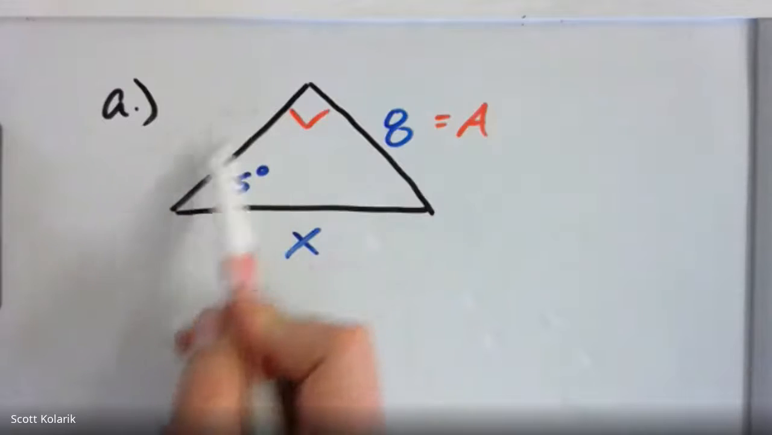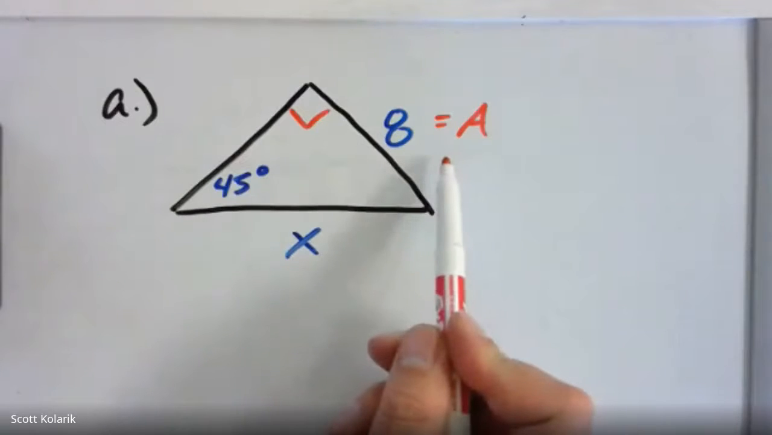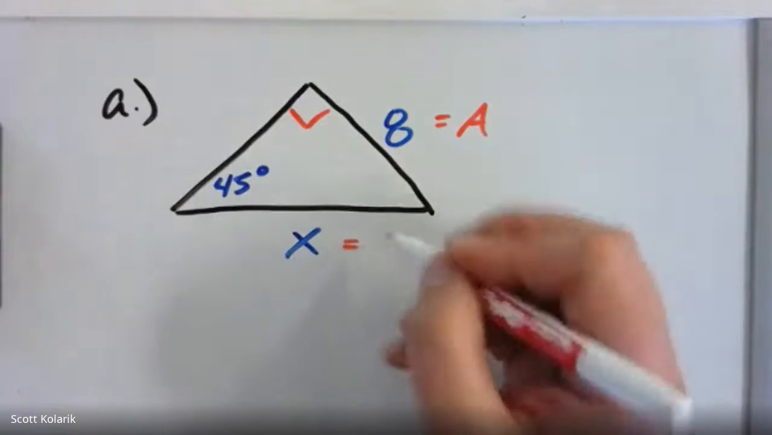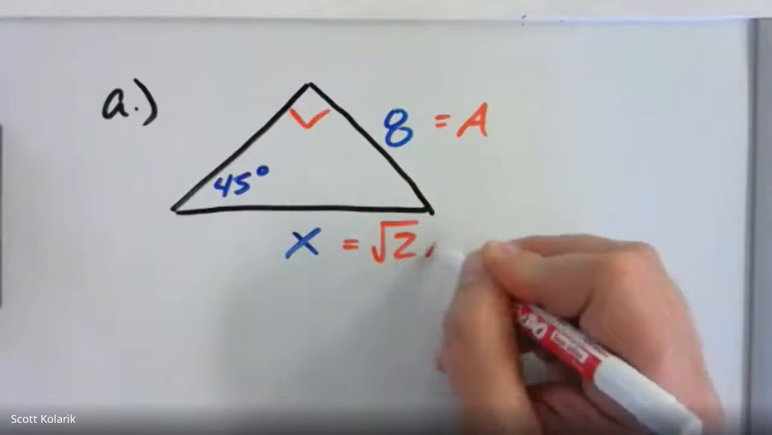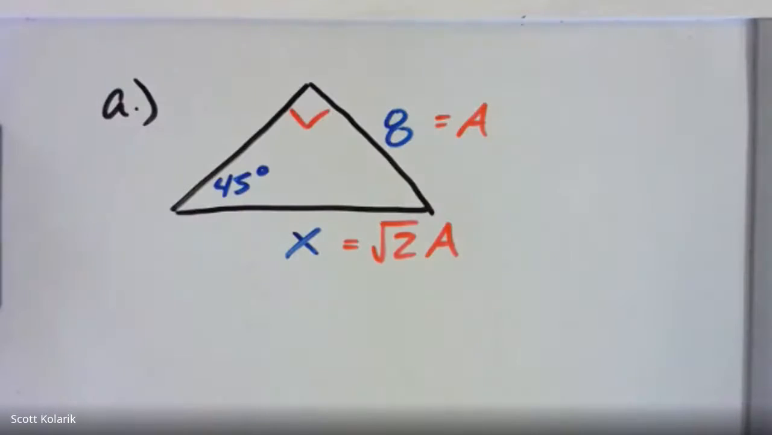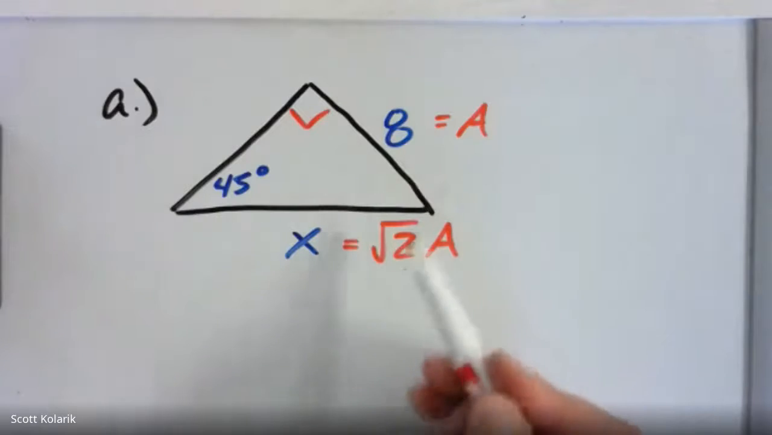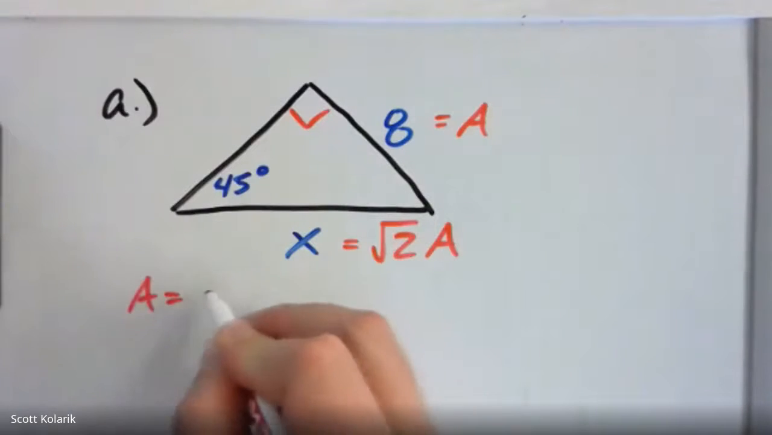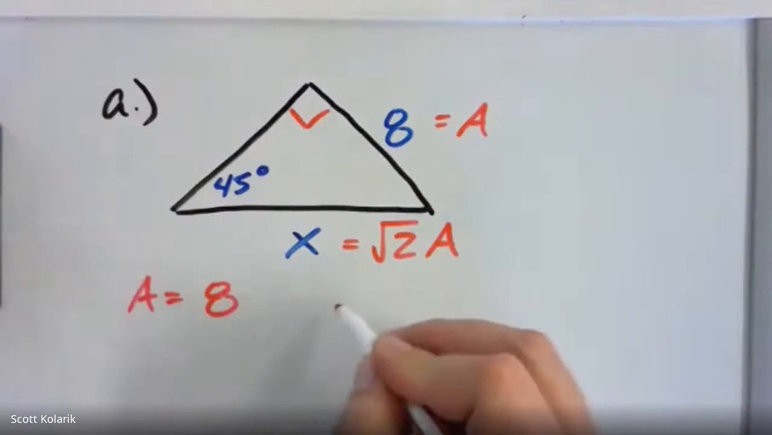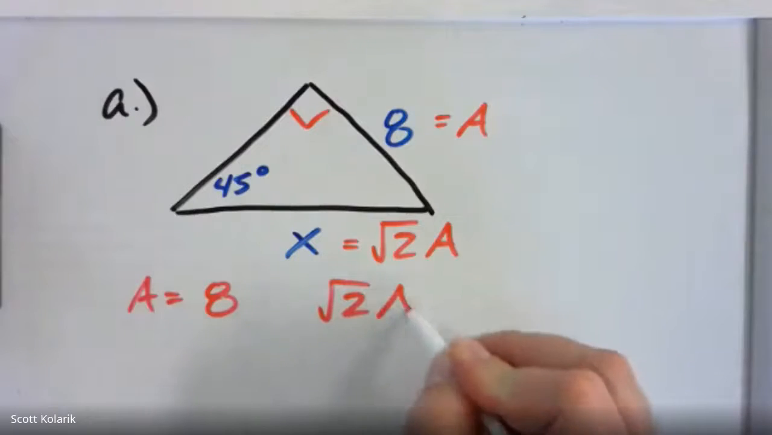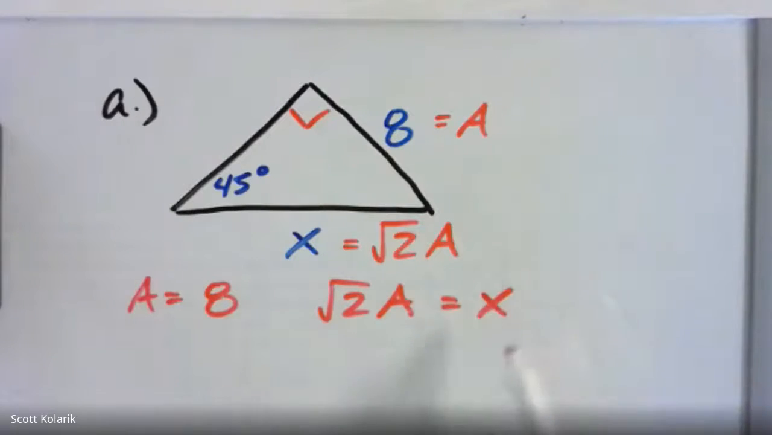It's just I don't need that information now because I already know what A equals. And then this one, the hypotenuse, is going to be the square root of 2 times A. Okay, so I know two pieces of information here. I know that A equals 8, and that the square root of 2 times A is my unknown. This is the piece I'm going to be solving for.